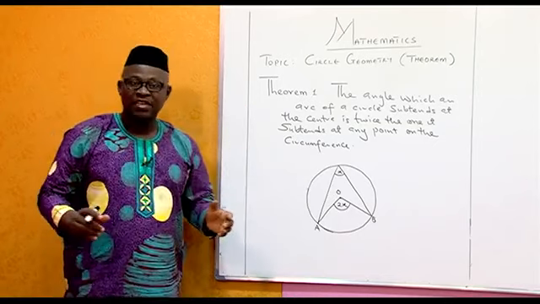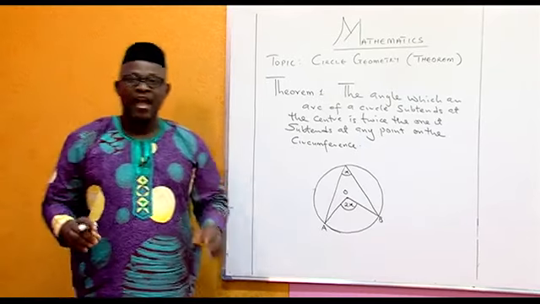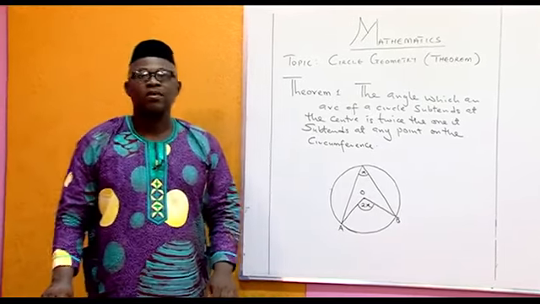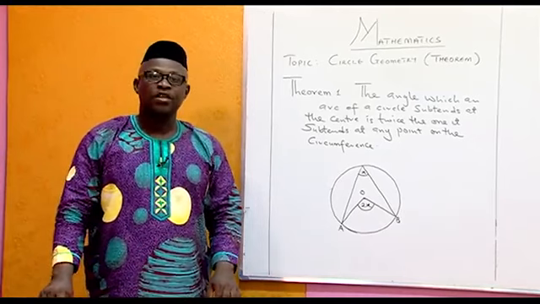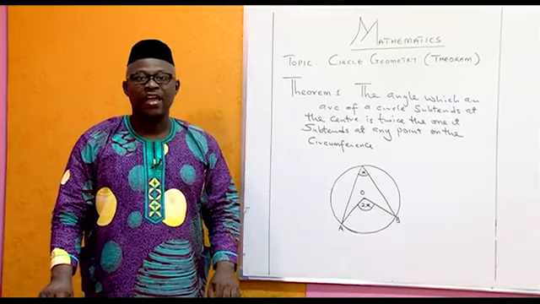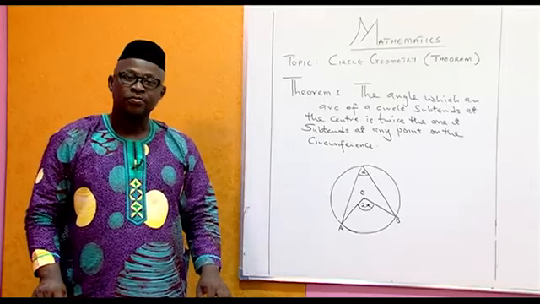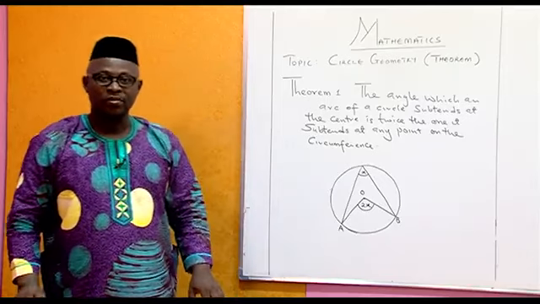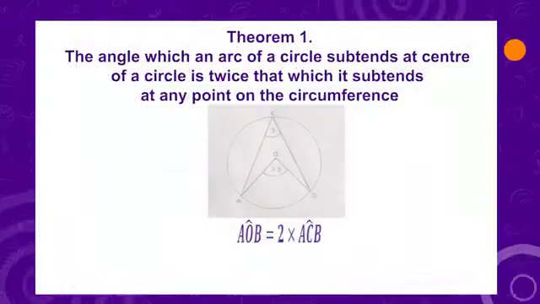The theorem once again says the angle which an arc of a circle subtends at the center is twice the one it subtends on any point on the circumference. Put this down in your notes.